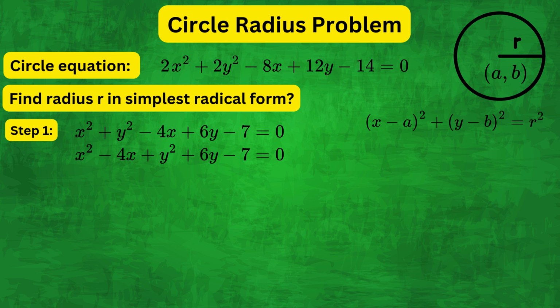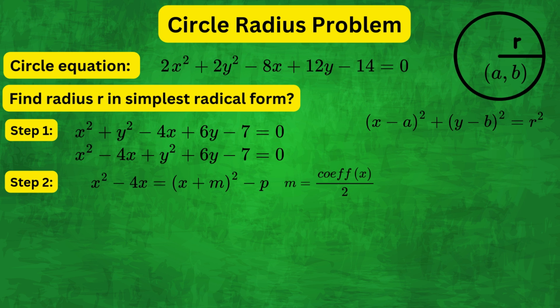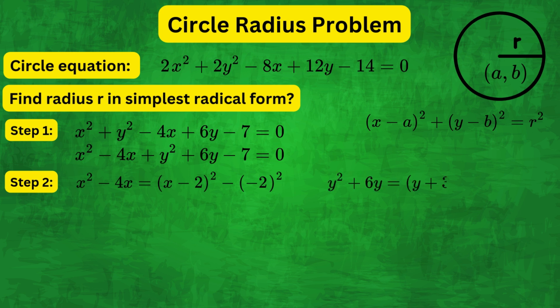Now we need to complete the square for x and y. So x squared minus 4x needs to be written in the form (x plus m) whole squared minus p, where m is half the coefficient of the x term, and p is m squared. So we get x squared minus 4x equals (x minus 2) whole squared minus 2 squared. And similarly for y, we get y squared plus 6y equals (y plus 3) whole squared minus 3 squared.